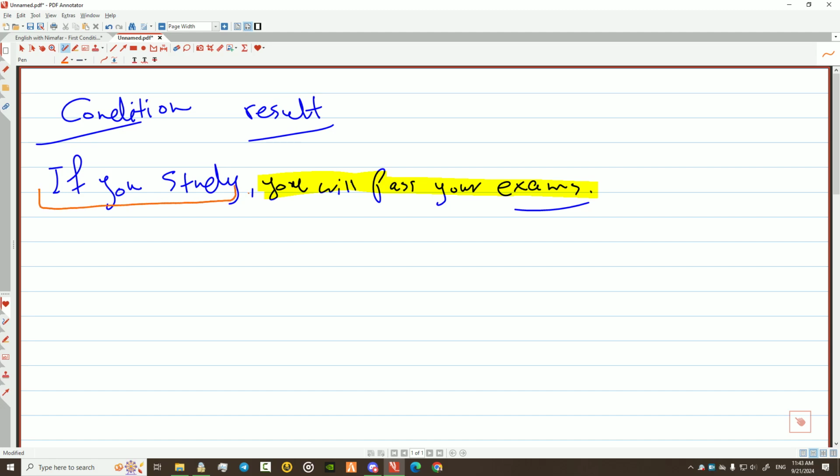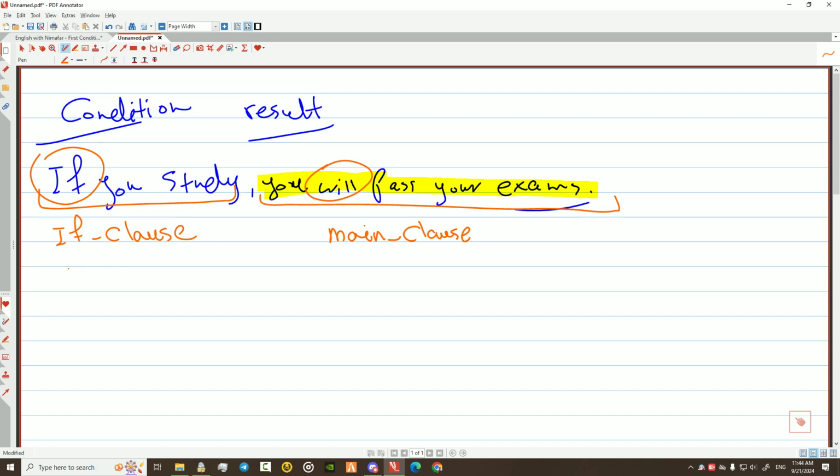Here, I will divide the sentence into two parts. Okay? One of them, which has if, I say that's an if clause. That's an if clause. And the other part, which has will, I say that's a main clause. A main clause. The if clause, we also call it a conditional clause too. I'm talking about the names. Conditional clause.